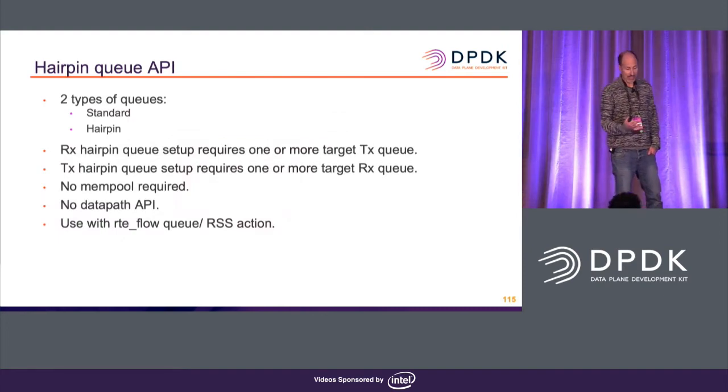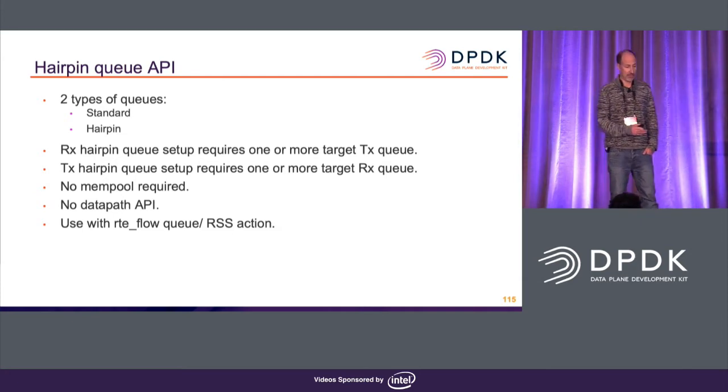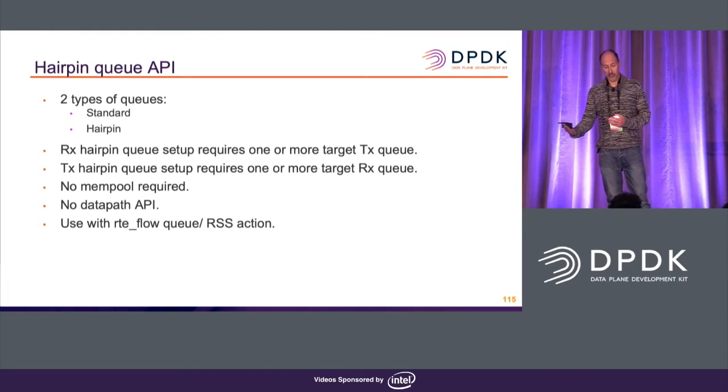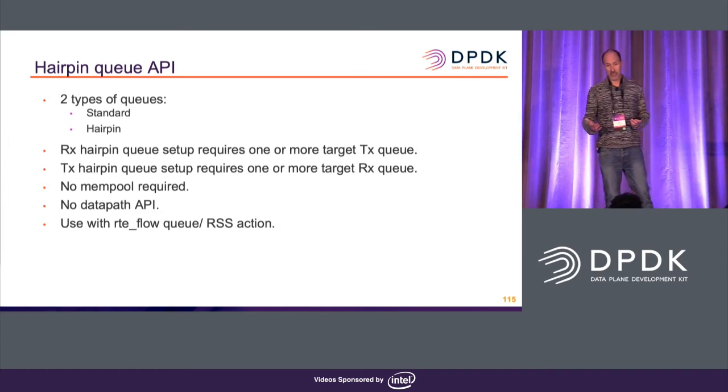From the DPDK API changes, now there are 2 kinds of queues. We have the standard queue, and we have the hairpin queue. In order to configure the RX hairpin queue, we need to bind it to one or more TX queues, and in order to configure the TX queue, we need to bind it to an RX queue. We don't require any memory pool to be allocated by the software because it's only internal inside the NIC itself.